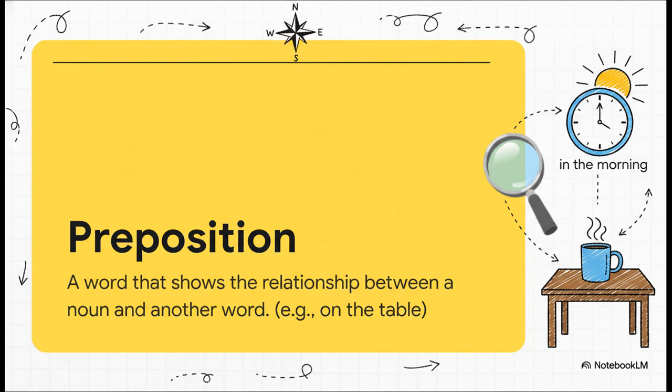So while conjunctions connect ideas, prepositions give us context. They show us relationships, usually in space or time. They tell us where something is, like on the table, or when it happened, like in the morning. They basically place our nouns in the world.